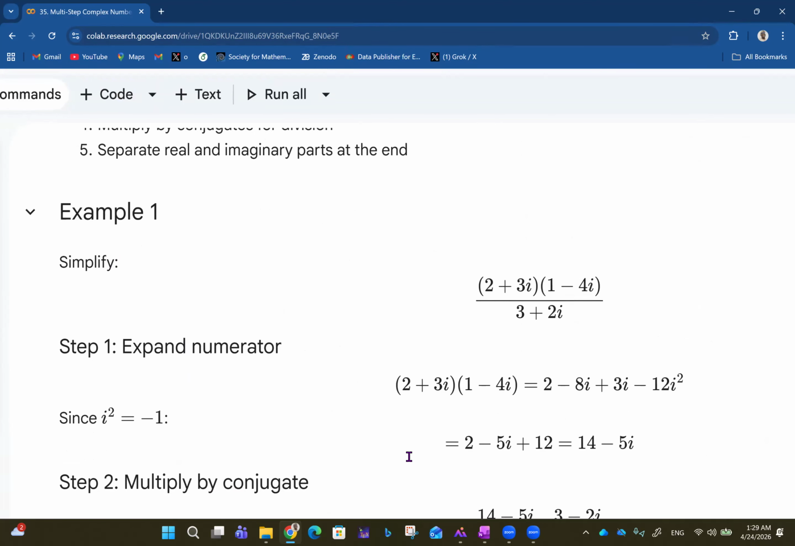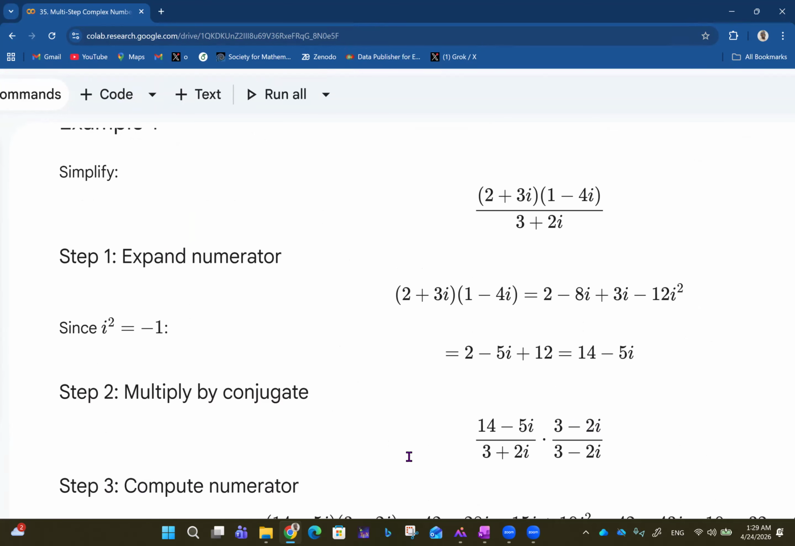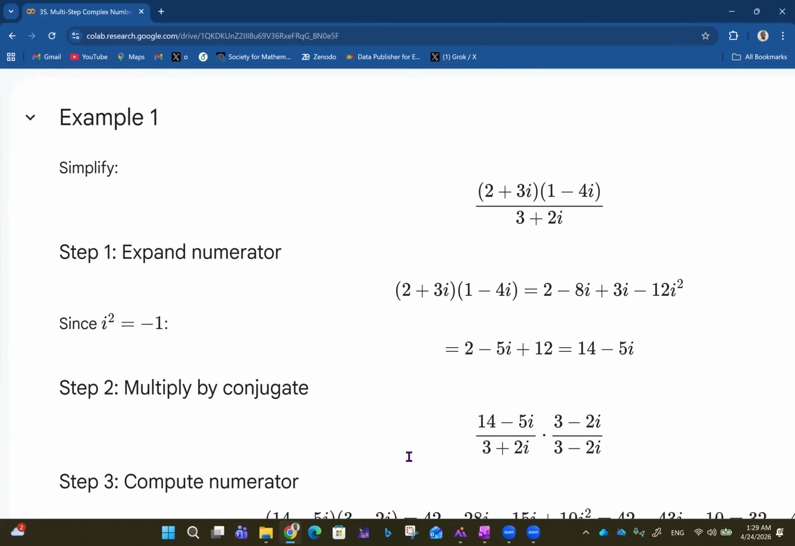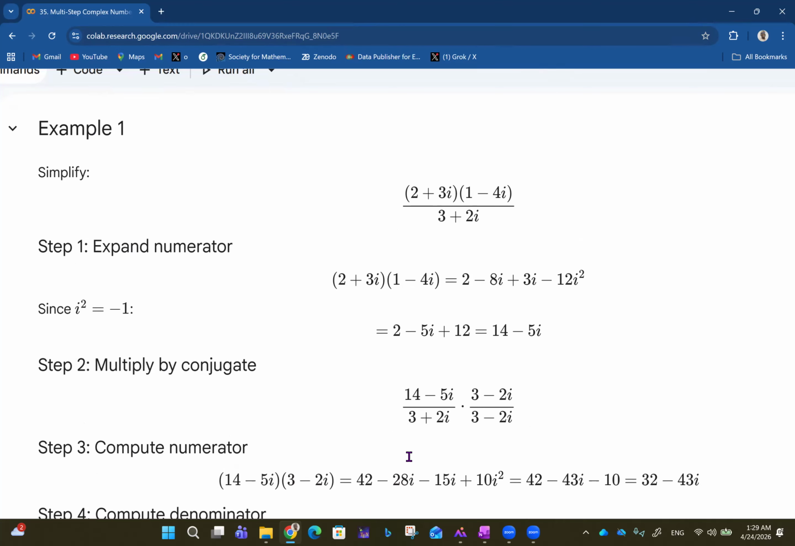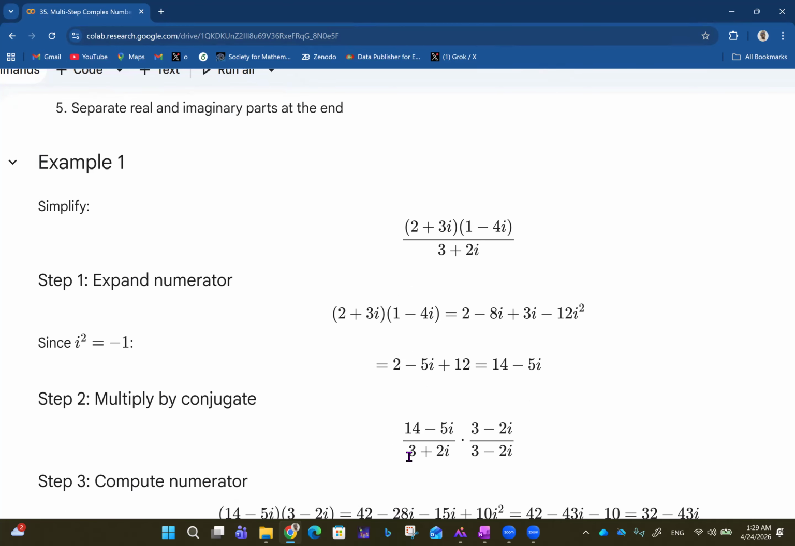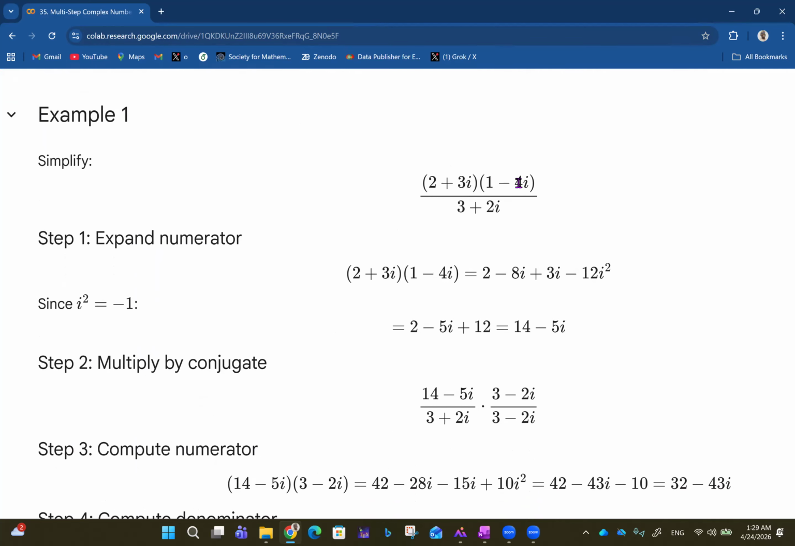So example one. These are regular things we have come across already, so this is just a kind of overview before we bring it to a close. Example one: you have 2 plus 3i times 1 minus 4i, all over 3 plus 2i. First, you need to simplify this. You can first expand the numerator. So you have 2 plus 3i times 1 minus 4i.